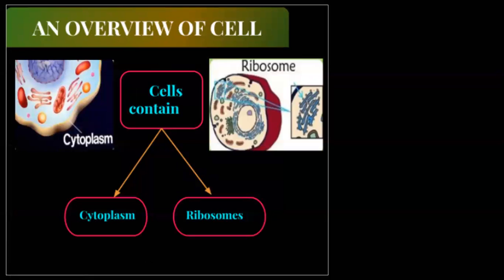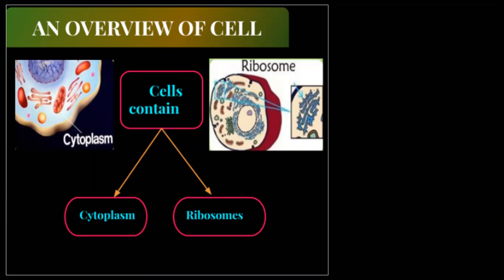The next topic is an overview of the cell. The size of a cell varies from organism to organism, and the shape too varies from cell to cell. Cells contain different organelles present in the cytoplasm, and a nucleus at the center.